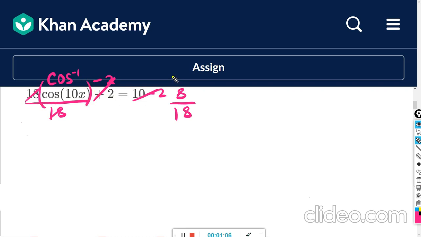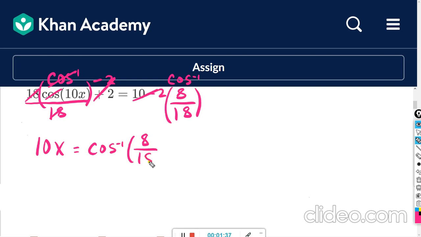And of course, inverse cosine on the other side as well. You want to do the same thing to both sides. So inverse cosine and cosine cancel. And we're left with the angle 10x. And that equals the inverse cosine of 8 over 18. Okay, you can reduce the fraction if you want, but you don't have to. The calculator will know it's the same thing.